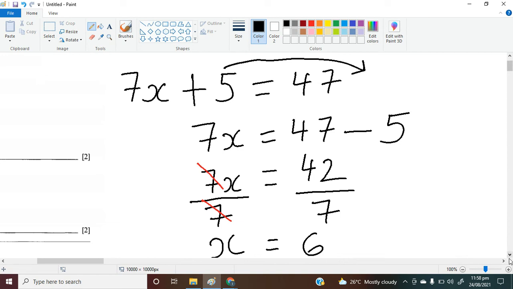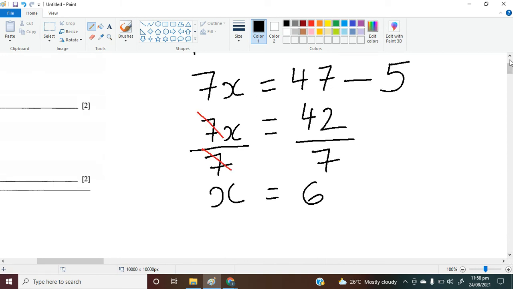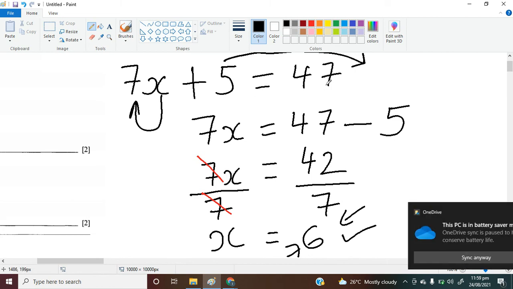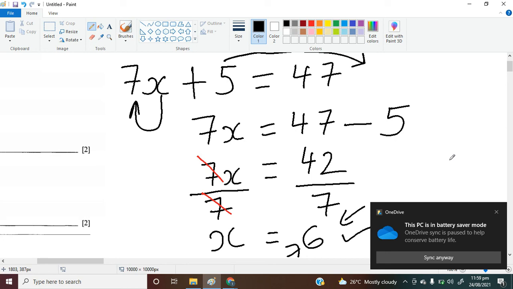X equals 6. So what does this all mean? By getting x equal to 6, how can we interpret what we mean when we say that the result is x equals 6? Well, what this means is that if you take 6 and multiply it by 7, remember x is equal to 6, and then add 5 to that result, you will get 47.